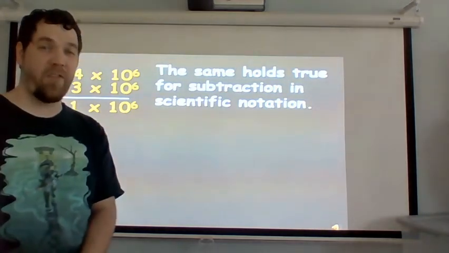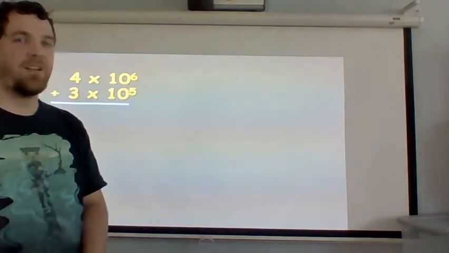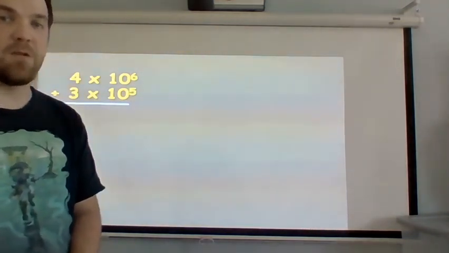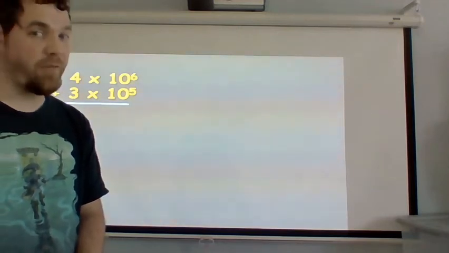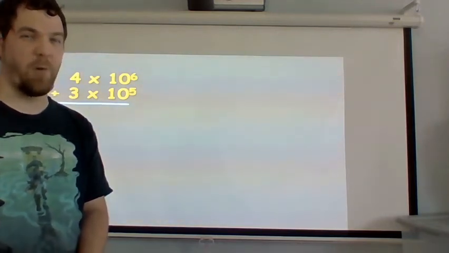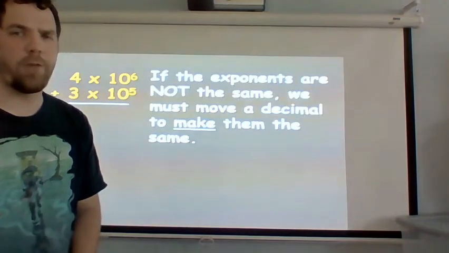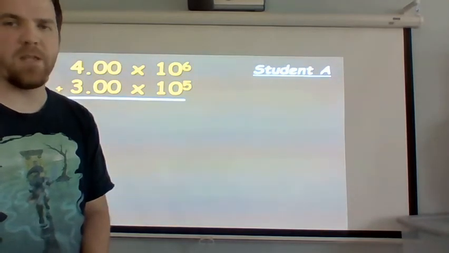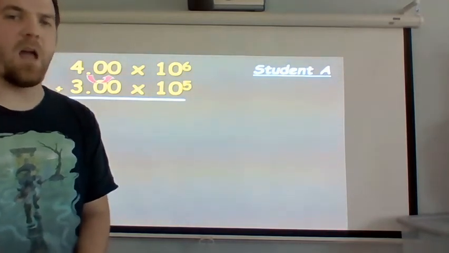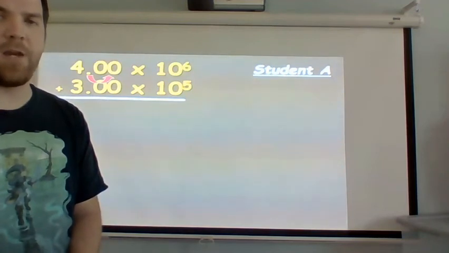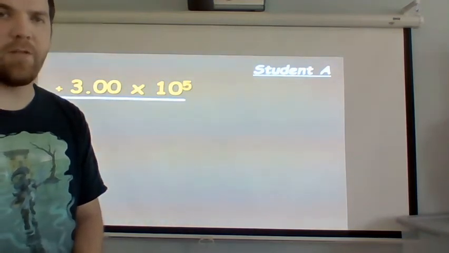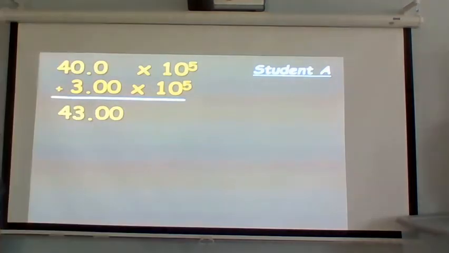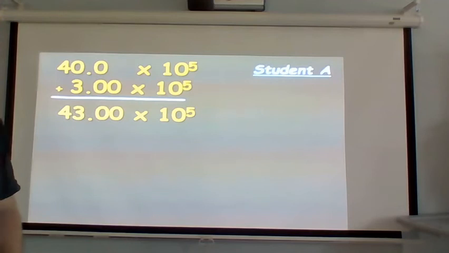But that's only if the exponents are the same. But if the exponents are not the same, we can move a decimal point to make them the same. As a rule of thumb, it's easier to move the smaller number, the one with the smaller exponent. I'll work through this real quick. So instead of 4 times 10 to the 6th, you could say, as a student, I can make the exponents the same by using 40 times 10 to the 5th. They're the same exponent, now we can just add them and I get 43 times 10 to the 5th.